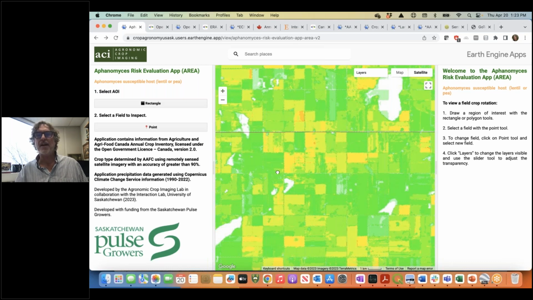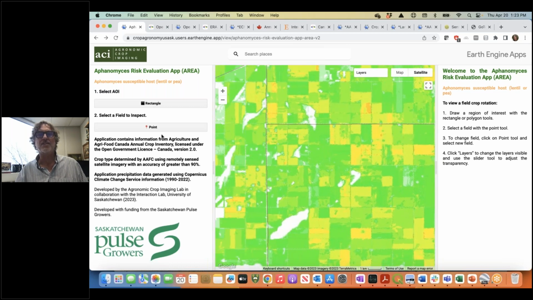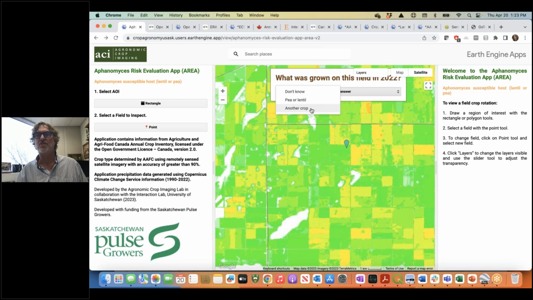Then if you want to inspect an individual field, this is where it gets cool. You can take this point here and click on a field. You have to answer a question first, because we don't have the map for 2022 yet. We ask what crop was grown in 2022. We're just going to say another crop, because nobody's going to be wanting to plant pea or lentil on a field that has had pea or lentil last year, I hope. So we'll just say another crop, and then we'll click that.